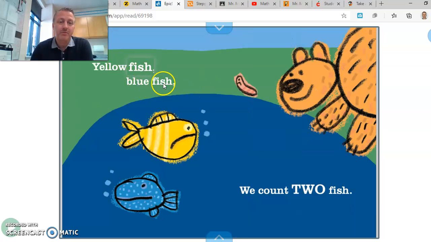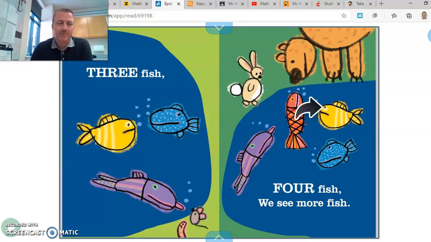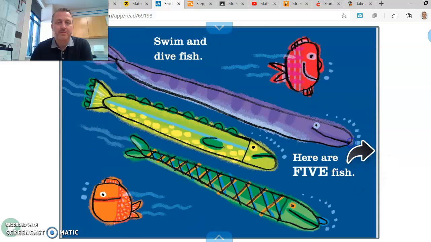Yellow fish, blue fish. We count 2 fish. 1, 2. 3 fish. 1, 2, 3. 4 fish. 1, 2, 3, 4. We see more fish. Swim and dive fish. Here are 5 fish. 1, 2, 3, 4, 5.